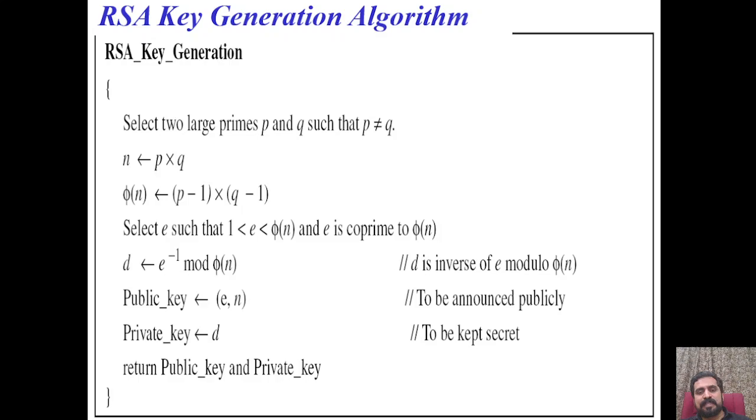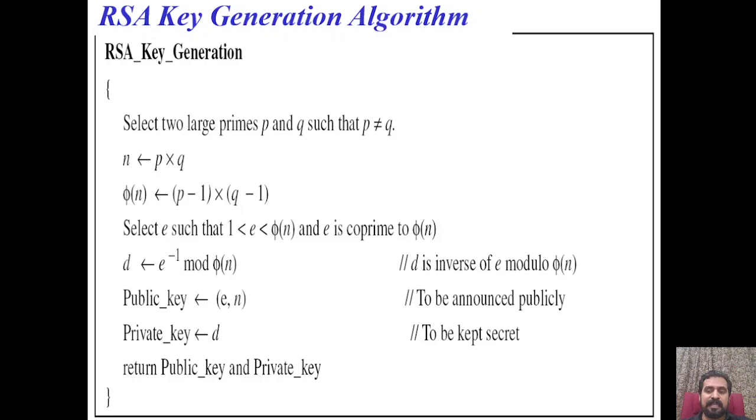Here is the key generation algorithm. In the key generation algorithm, we select two large prime numbers, P and Q, and their product P times Q gives N. The primes should be of roughly equal length, and their product should be much larger than the message we want to encrypt.